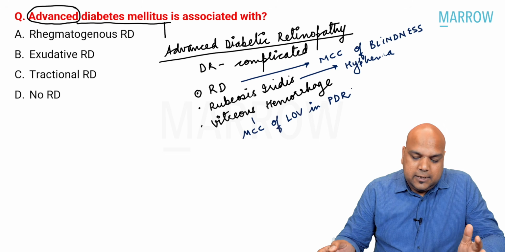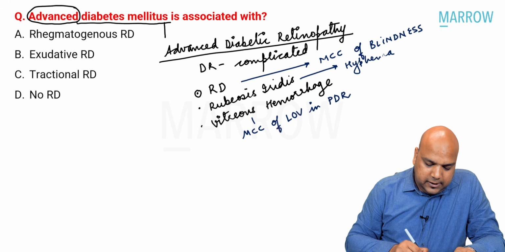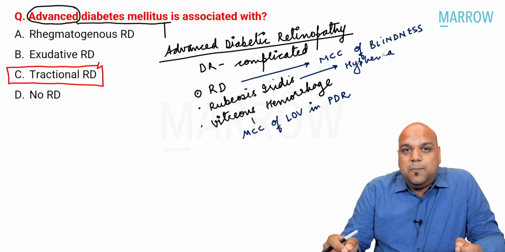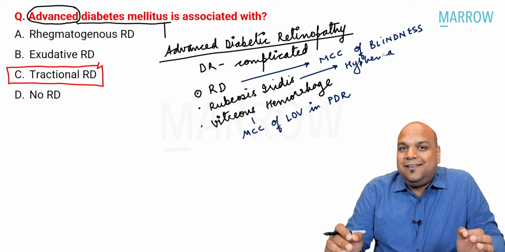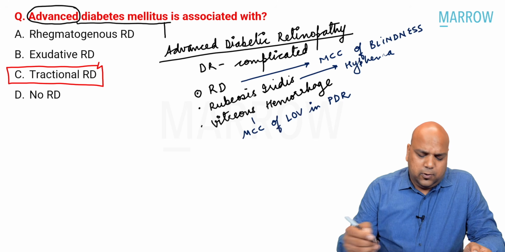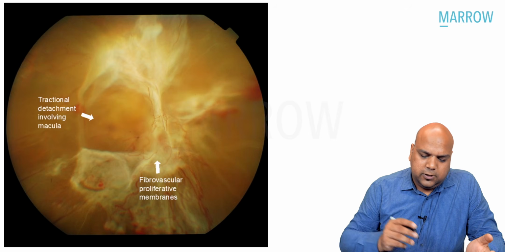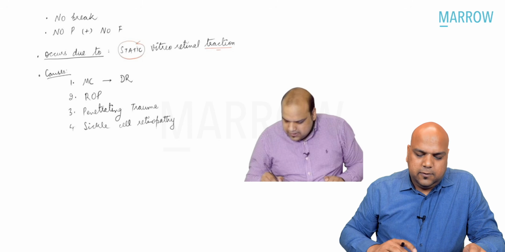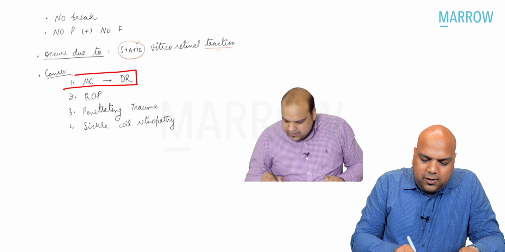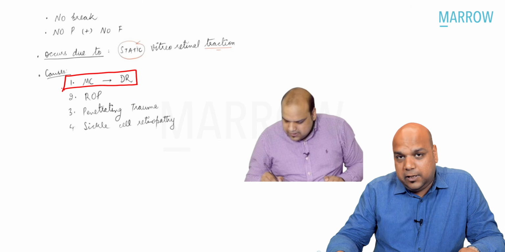Yes. Now they're asking you which type of RD. So I think it is pretty clear. We already know this, that diabetic retinopathy is the most common cause of tractional retinal detachment. So the answer is option C. There is no doubt about it. If you have gone through the notes, if you have ever seen the videos, you know that the most common cause of tractional retinal detachment is diabetic retinopathy.